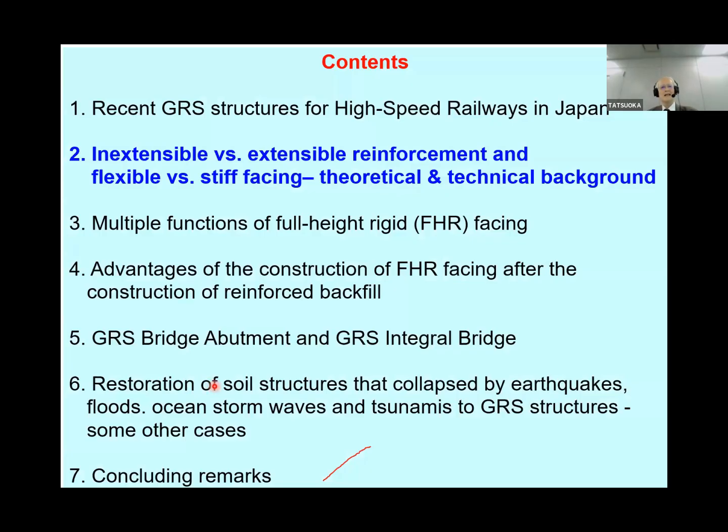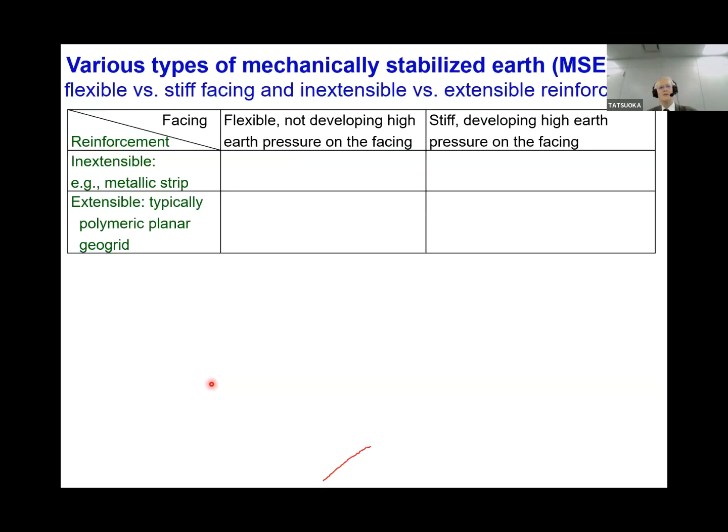The next topic is extensible versus inextensible reinforcement and flexible and stiff facing. This is the theoretical and technical background of this technology. We have various types of mechanically stabilized earth retaining wall because we have flexible versus stiff facing and inextensible and extensible reinforcement. Flexible facing means high earth pressure does not develop on the facing. So this is the definition. Stiff facing develops high earth pressures on the facing.